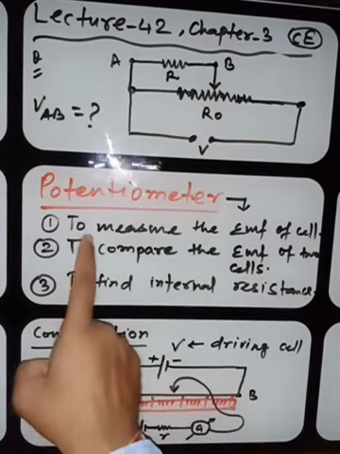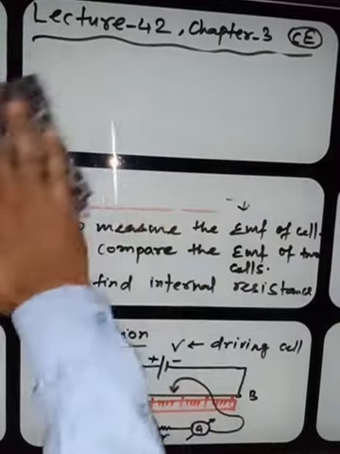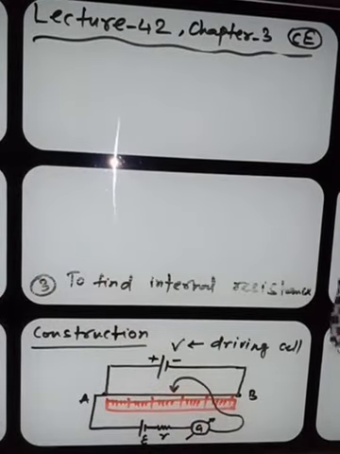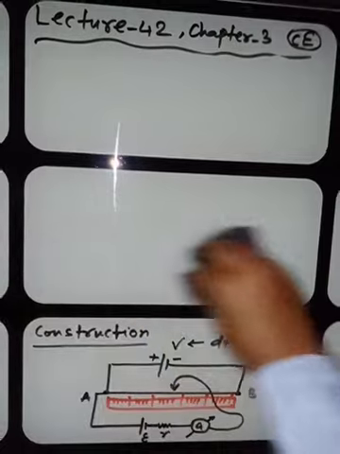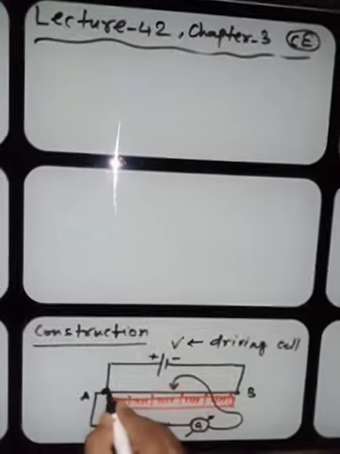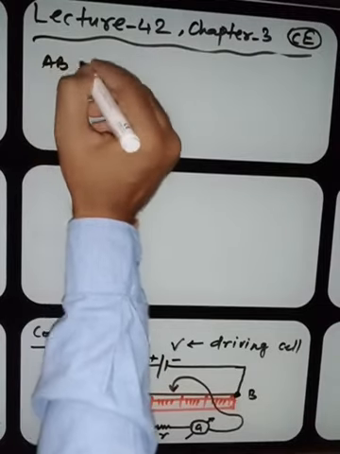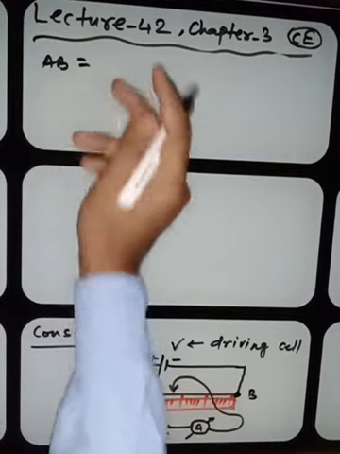The things that you will use I am going to explain. Then after we'll first study to measure the EMF, then compare the EMF, and then the internal resistance of this cell. Now here AB, this point A and this point B, AB is the potentiometer wire.